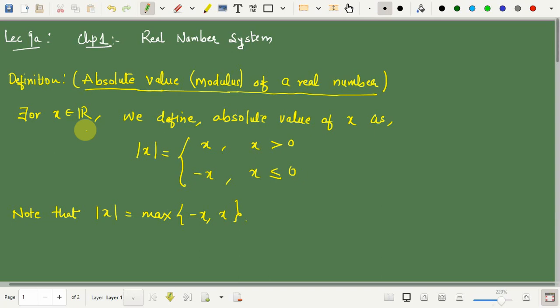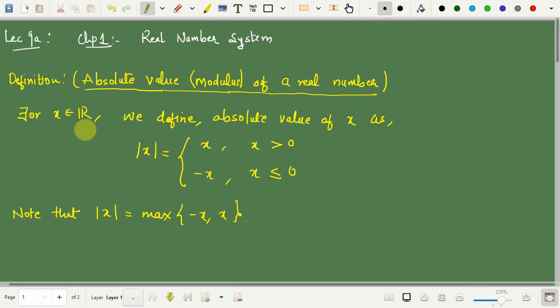I am Rahul Naik. This is lecture 9A from the lecture series Calculus of One Variable, and in this lecture we will be discussing the notion of absolute value of a real number, which is also called the modulus of a real number.